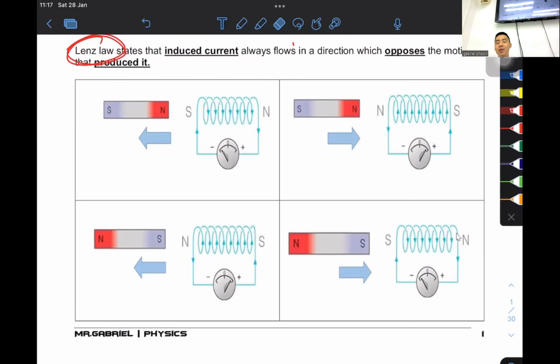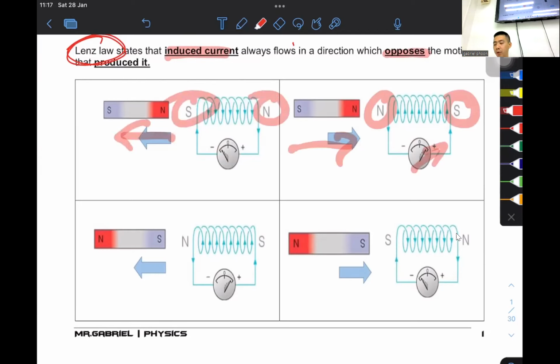Why? Because Lenz's law states that the induced current always opposes the motion producing it, right? If I go in, initially here was north and here is south, the ammeter is going to deflect in this direction. But as I'm pulling it out, this will be north and this will be south. And because of that, the ammeter will deflect in the opposite direction, right?